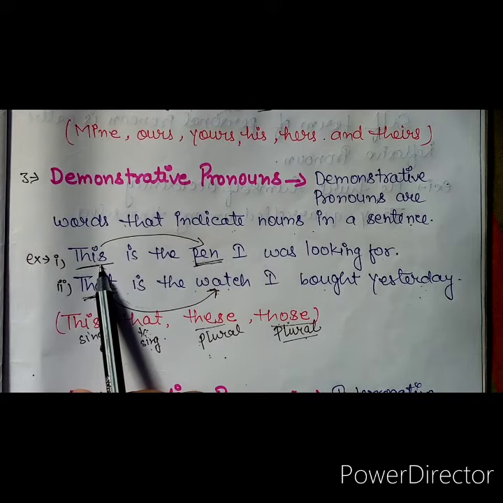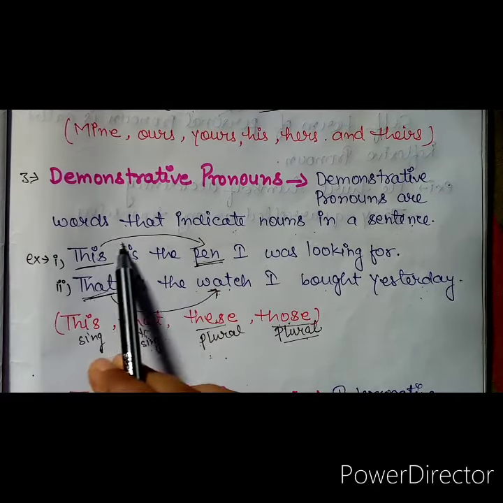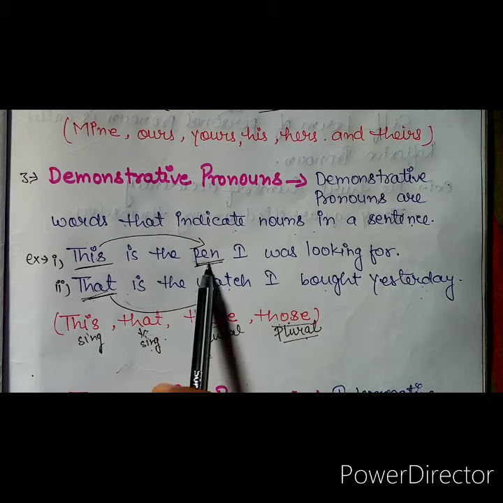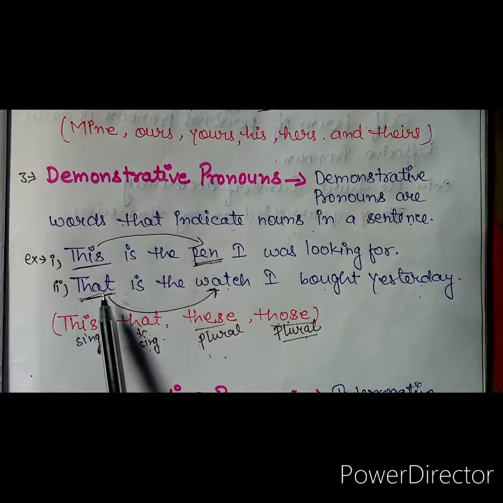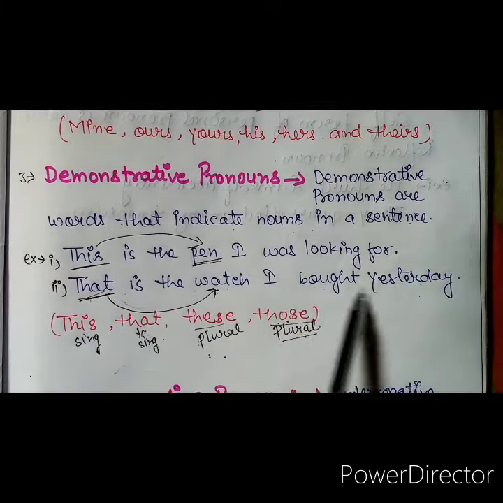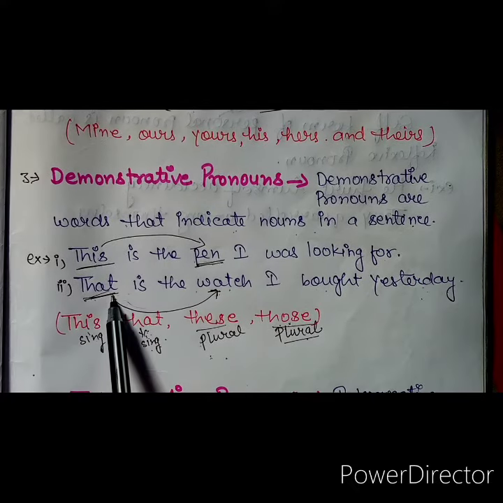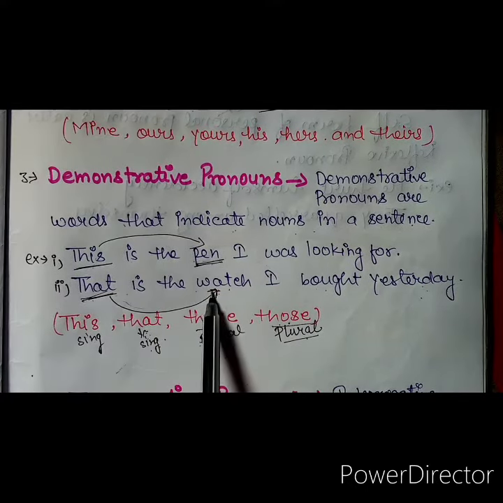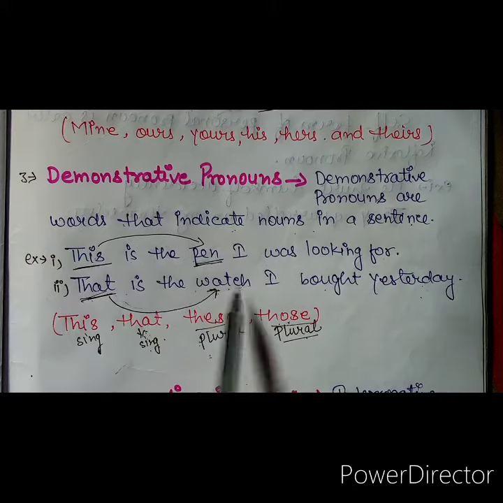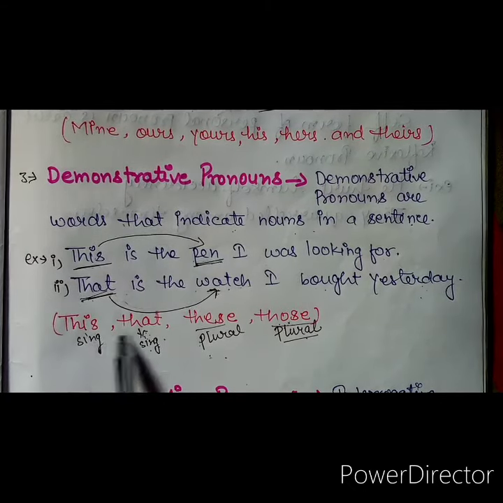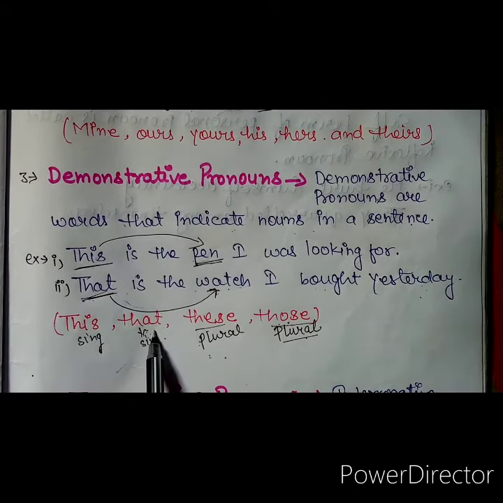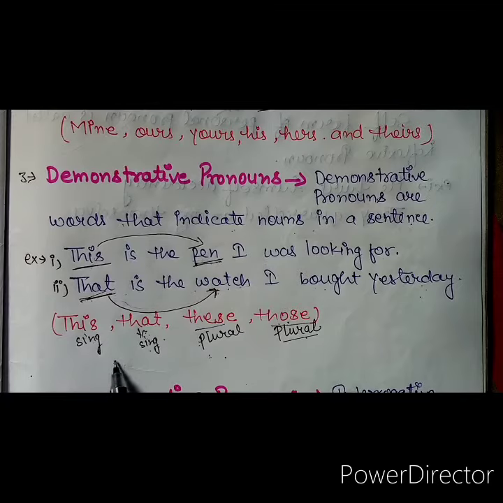Here, this is a demonstrative pronoun and it is being used to indicate this noun in the sentence. In the next example, that is the watch I bought yesterday. Here, that is a demonstrative pronoun and it is being used to indicate this noun in this sentence. This and that both are used to indicate the noun in singular number.